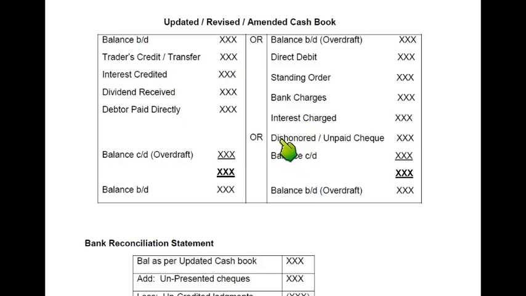Dishonored check. What does dishonored check mean? Dishonored check means whenever we receive a check from the customer, we debit our bank and we credit our customer, that is an asset. Bank debit and customer credit. Then suddenly we came to know that the check we have received has been dishonored. Dishonored means the bank has not honored his or her check.